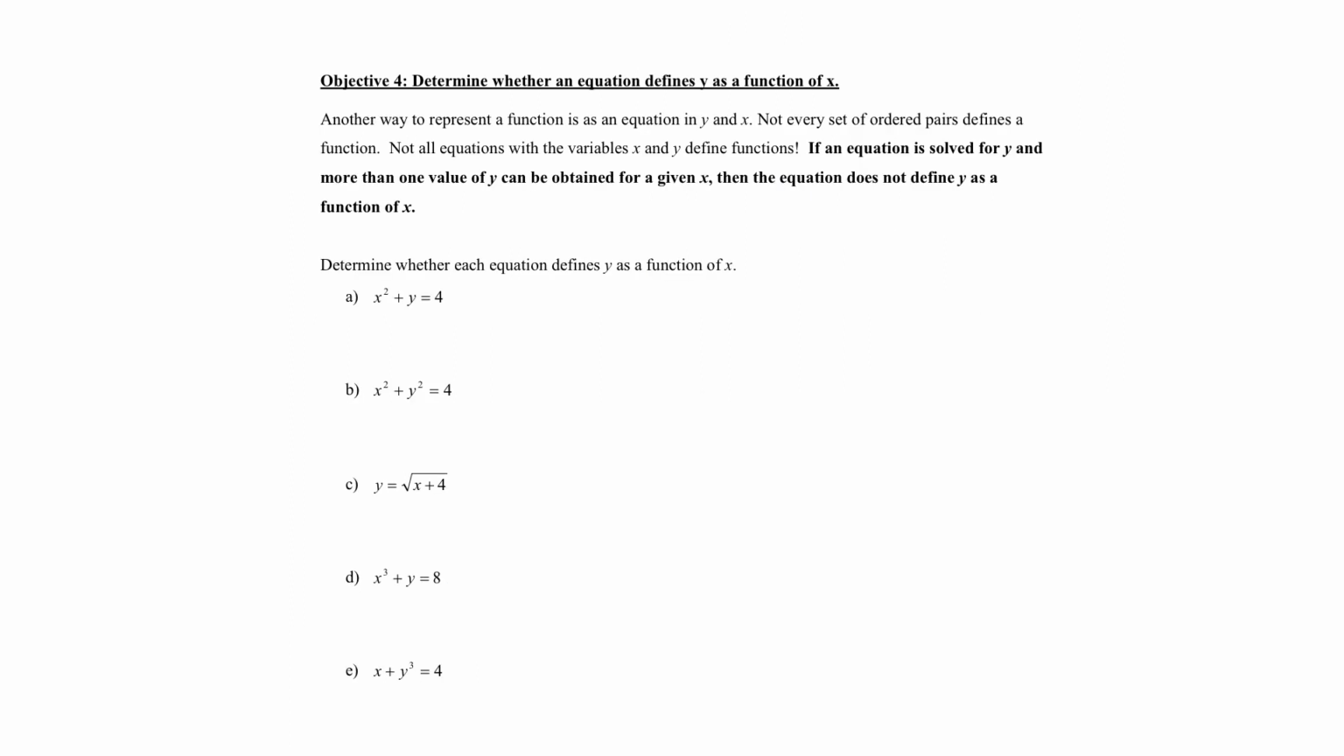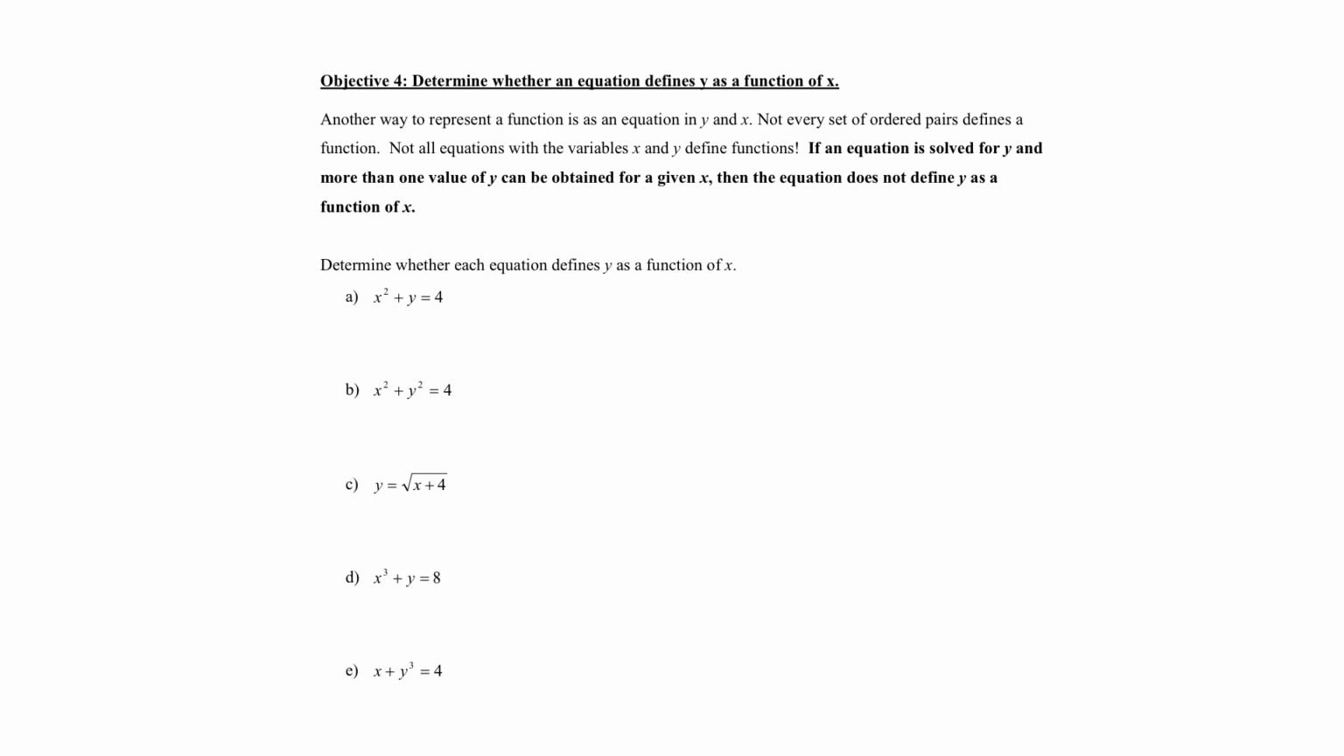So our next objective is to determine whether an equation defines y as a function of x. So we've seen how to determine if a set of ordered pairs defines y as a function of x. We've also seen how to look at the graph of a relation and determine whether or not that graph represents a relation that is a function.